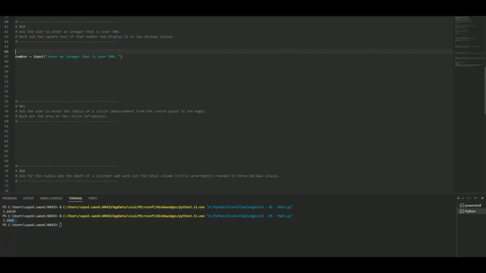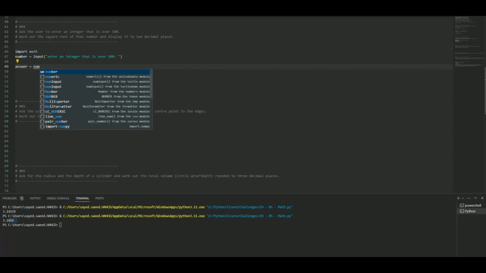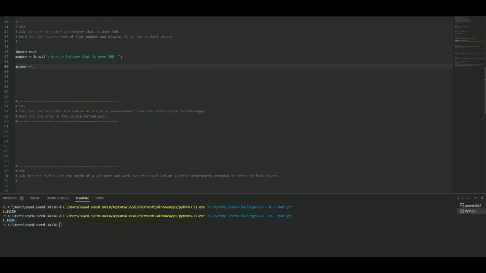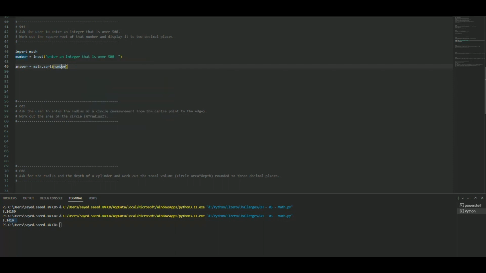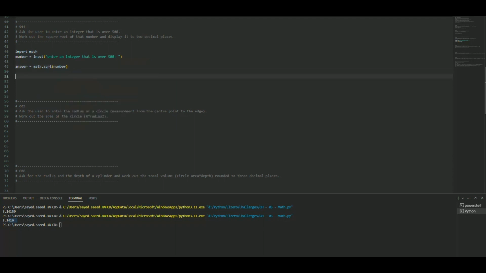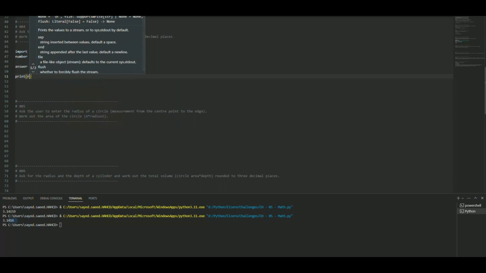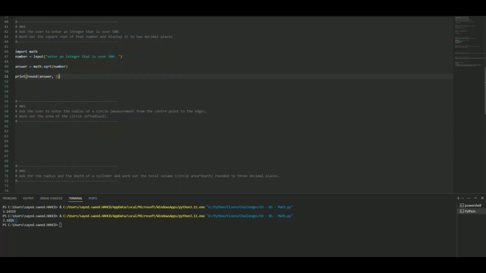Okay, we need the math module. The answer will be math dot sqrt of number. Then we need to round this, or print, round answer, now by 2.